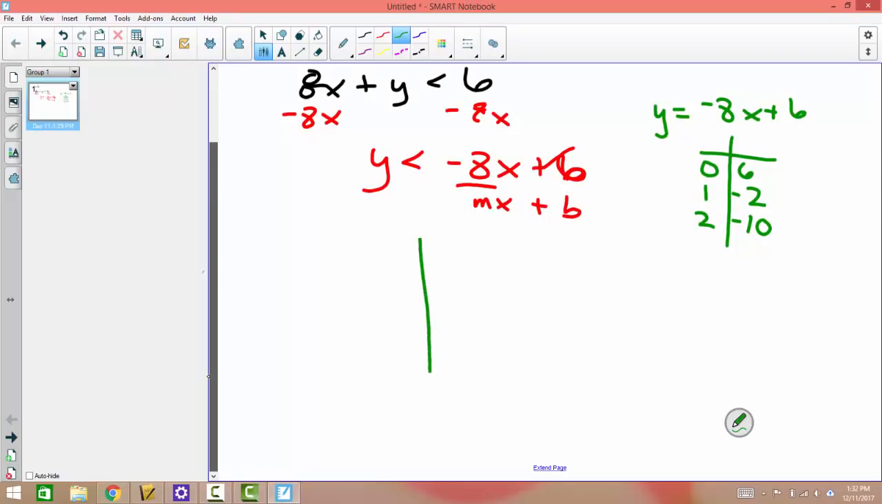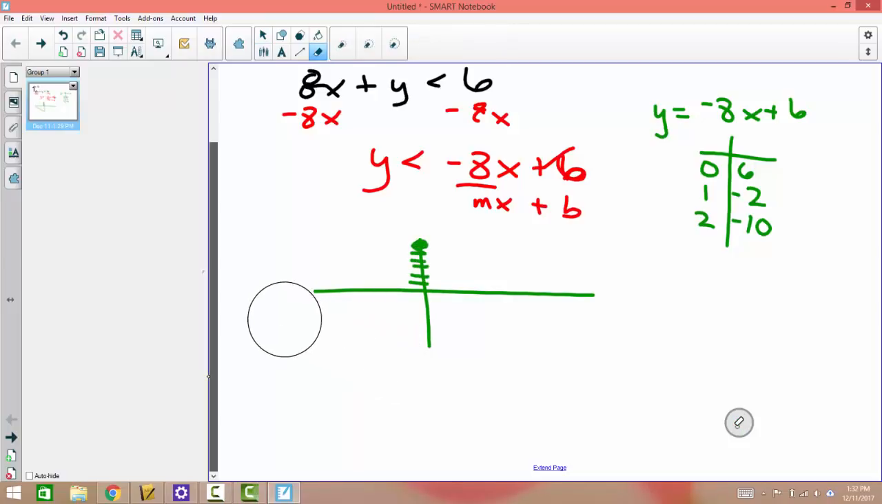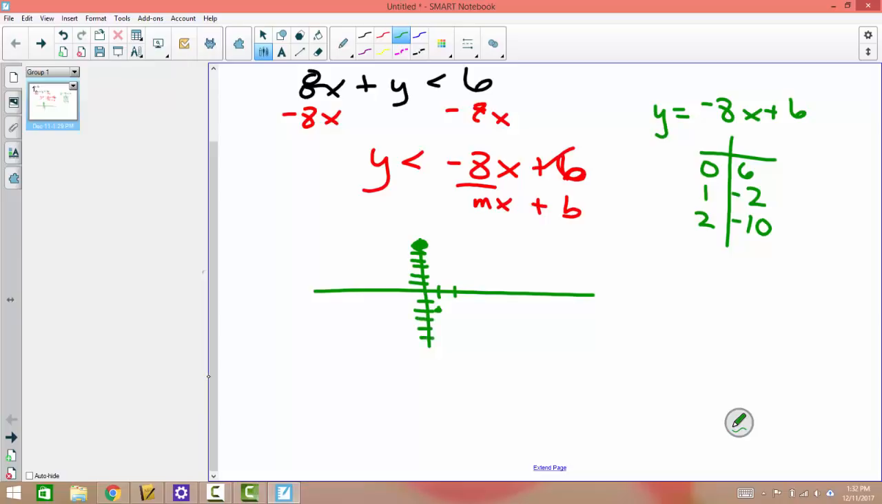So on your axis, you're going to go over 0, up 6, put a dot, over 1, down 2, put a dot, and over 2, down 10. Put a dot. And through these dots, you have a dotted line because there's not an equals to sign. So that's why the line is dotted. If there was that equals to sign, the line would be solid.